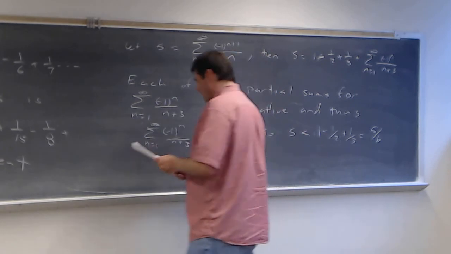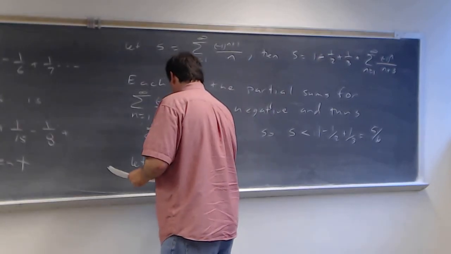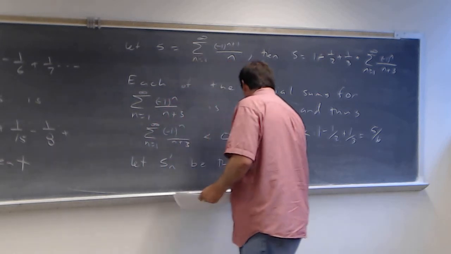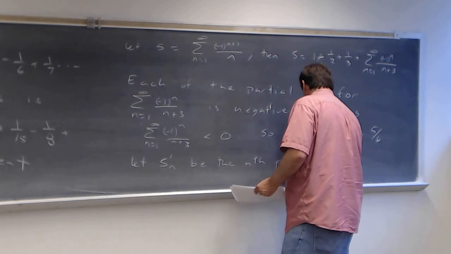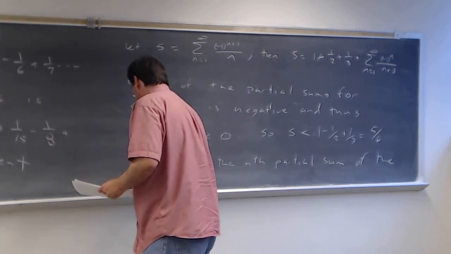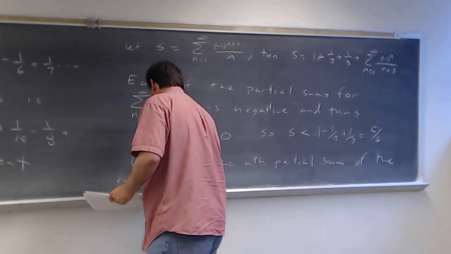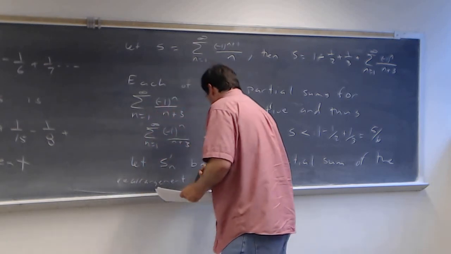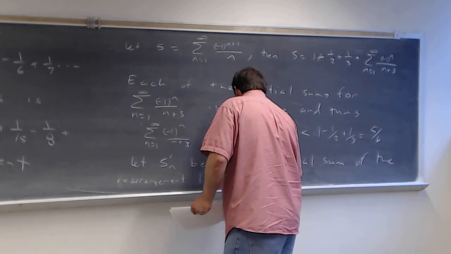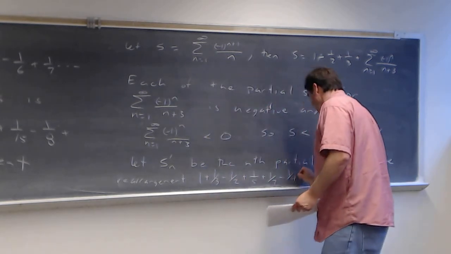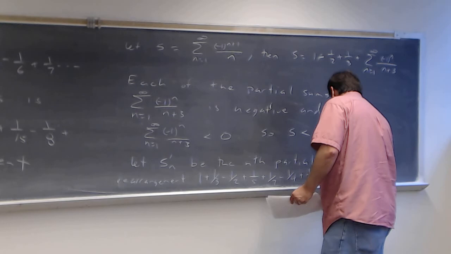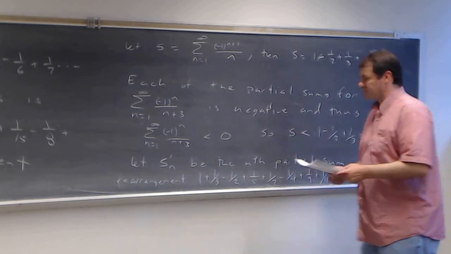Now, we'll let S prime sub n be the nth partial sum of the rearrangement, where we had 1 plus 1/3 minus 1/2 plus 1/5 plus 1/7 minus 1/4 plus 1/9 plus 1/11 minus 1/6 and so forth. That rearrangement. So S prime is the rearrangement.